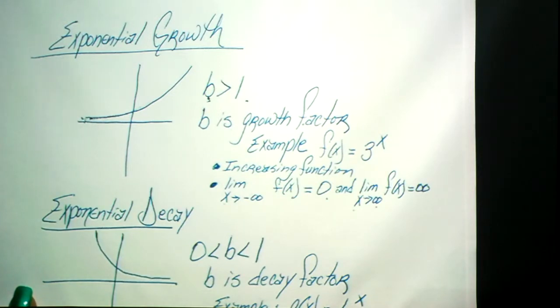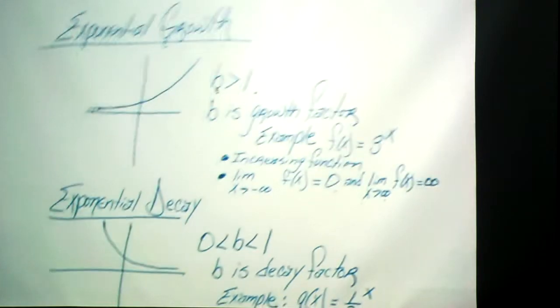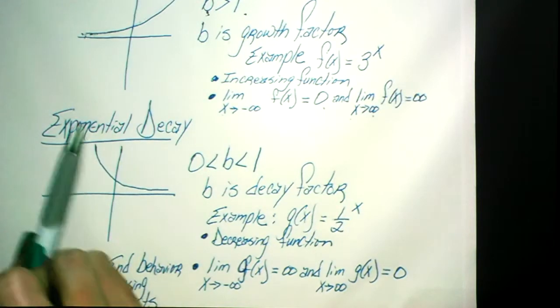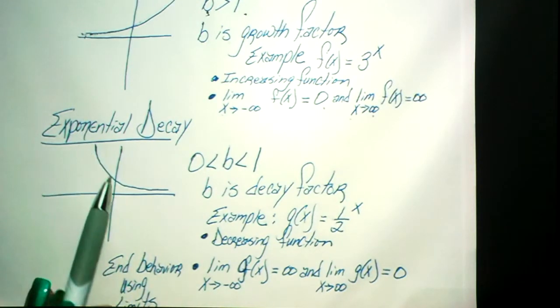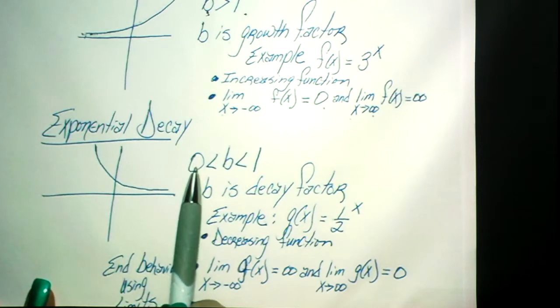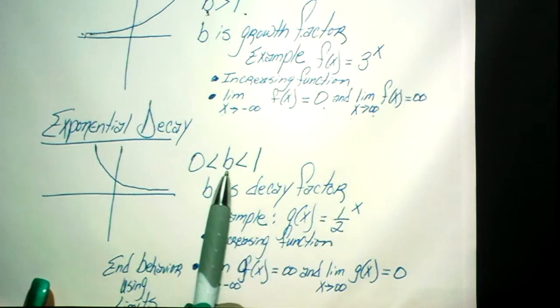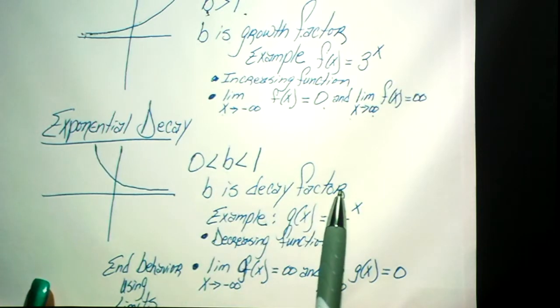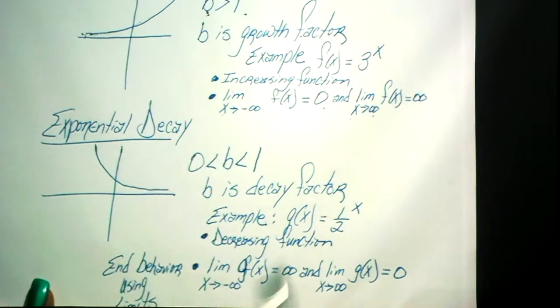Okay. Now, if your b is between 0 and 1, we call this exponential decay. And this is when it's going to start from infinity and approach your x-axis. Okay? Now, it's between 0 and 1. It does not mean that it's negative. It means that your b is a part of a number, it's a fraction. Okay? We call b your base, the decay factor in this type of problem when we have exponential decay.